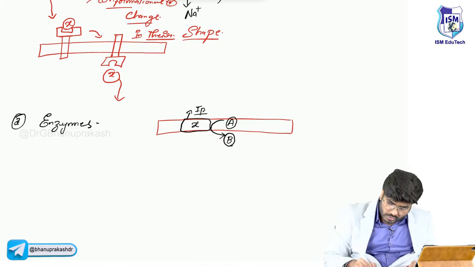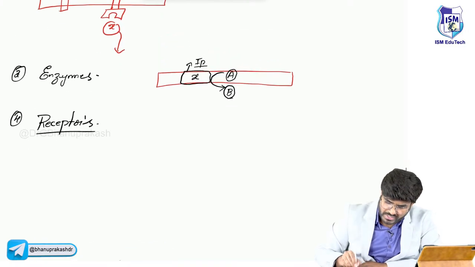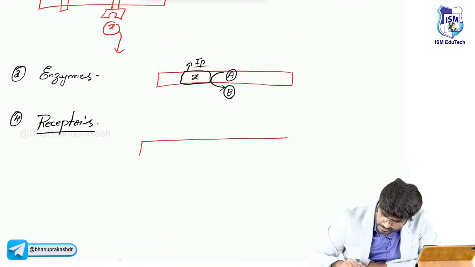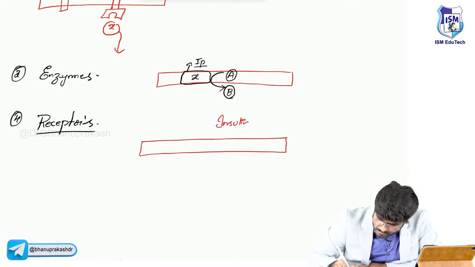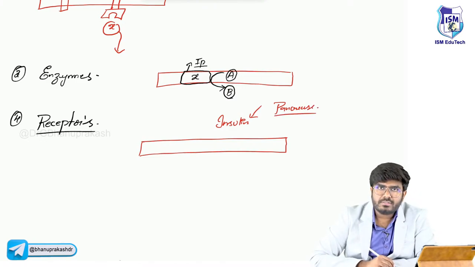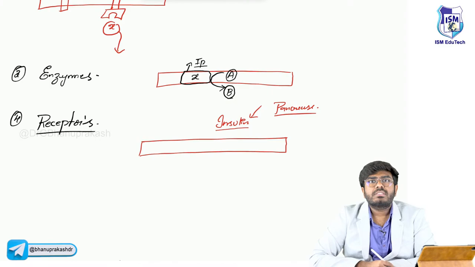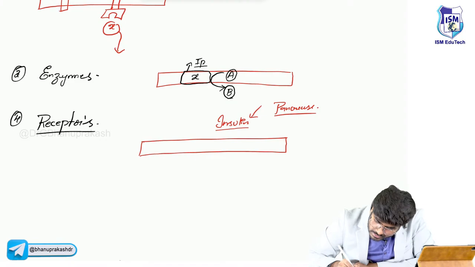Simple, enzymes. Fourth, these integral proteins can be receptors. What exactly is a receptor? Again, this is a cell membrane. Now, insulin is coming. From where is this insulin produced? Insulin is produced from the pancreas. I have taught you that insulin is a peptide hormone. It cannot cross the cell membrane. So, insulin is going to come and act on this protein.